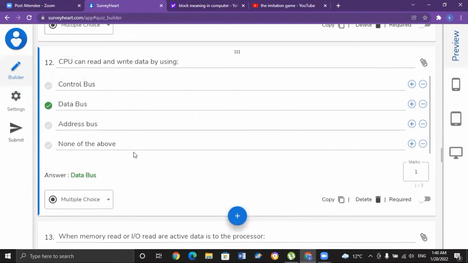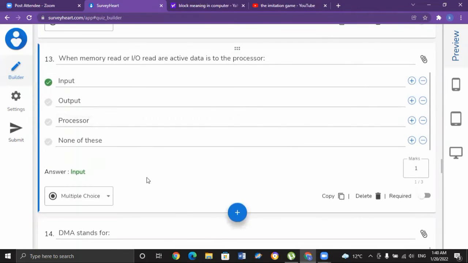The CPU can read and write data by using the data bus. The data bus is option B for MCQ number 12. What is a data bus? A data bus is a data-centric software framework for distributing and managing real-time data in an intelligent distribution system. So the correct option for MCQ number 12 is B, data bus.